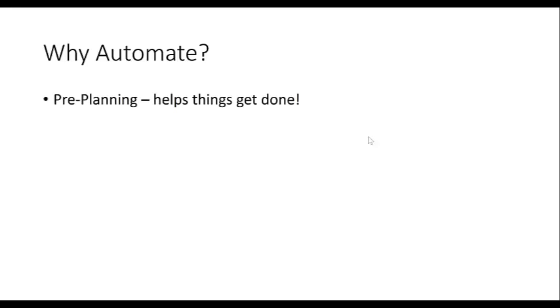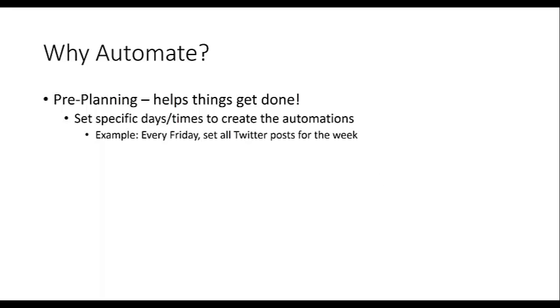So one of the main reasons why I personally love automation is the pre-planning of it. When you have something planned out and you have a specific task list and an agenda that you have to go through, it helps things actually get done because you cross it off of your to-do list, you cross it off of your checklist, and it actually happens, right? So setting specific days and times to create these automations. And some examples, we'll say every Friday you have to set all Twitter posts for the following week.